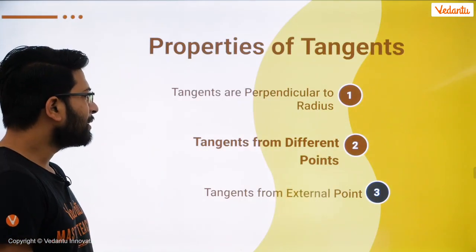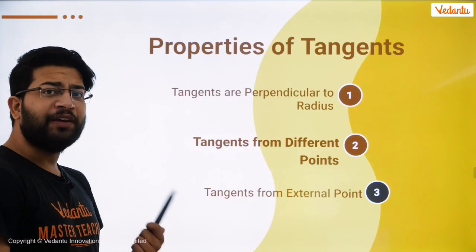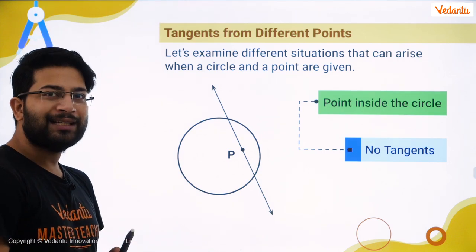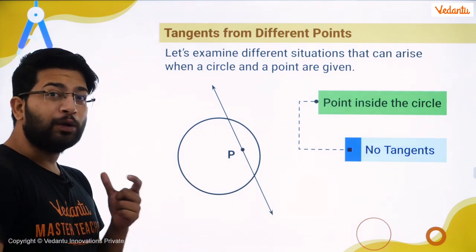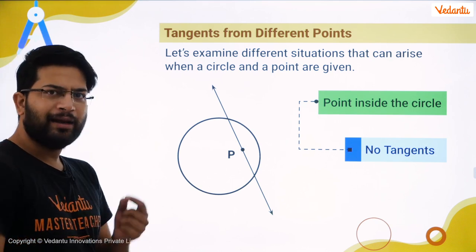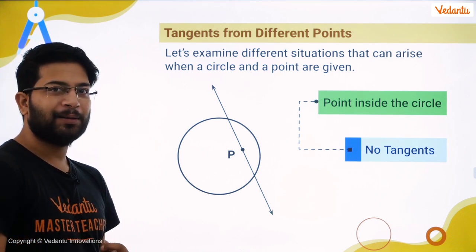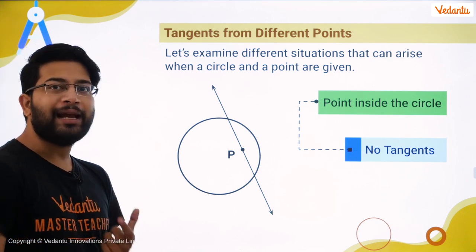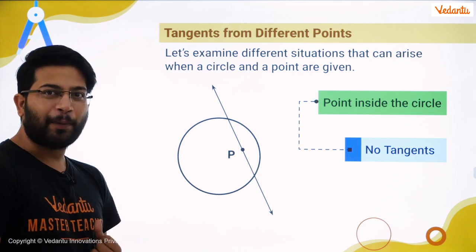So now champ, let's discuss tangents from different points. That means it depends on the position of my point also. If my point P lies inside the circle, then there cannot be any tangent passing through the point P.